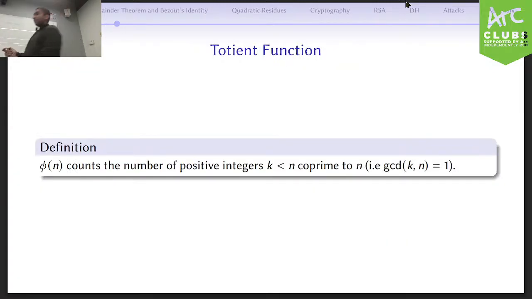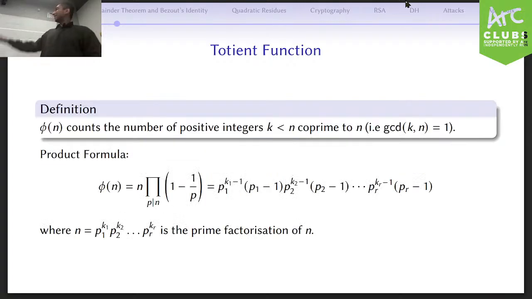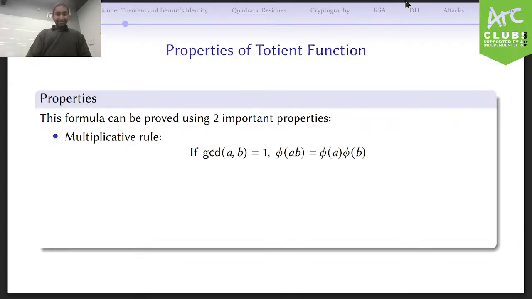So the next important stuff is the totient function. The totient of, say, a number n counts the number of positive integers k that are less than n, which are co-prime to n. Co-prime meaning that the GCD of k and n equals 1. And this is a nice definition. Yes, this is very important. These are the key properties of the totient function.